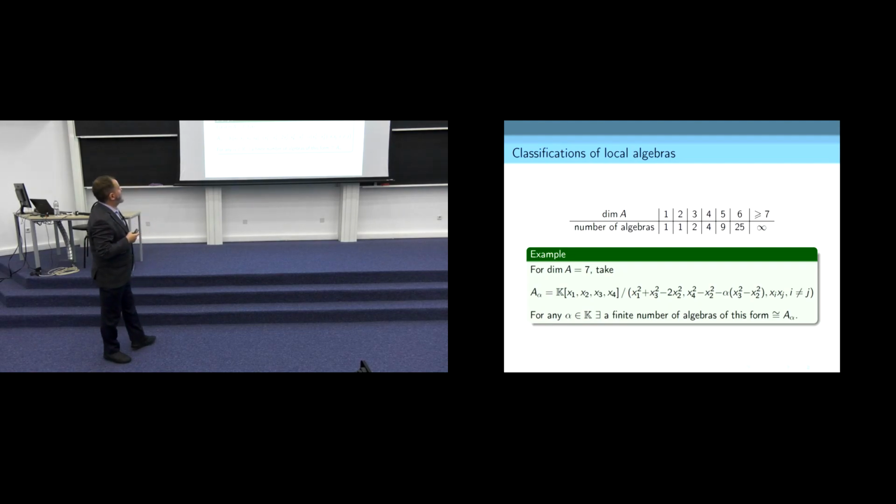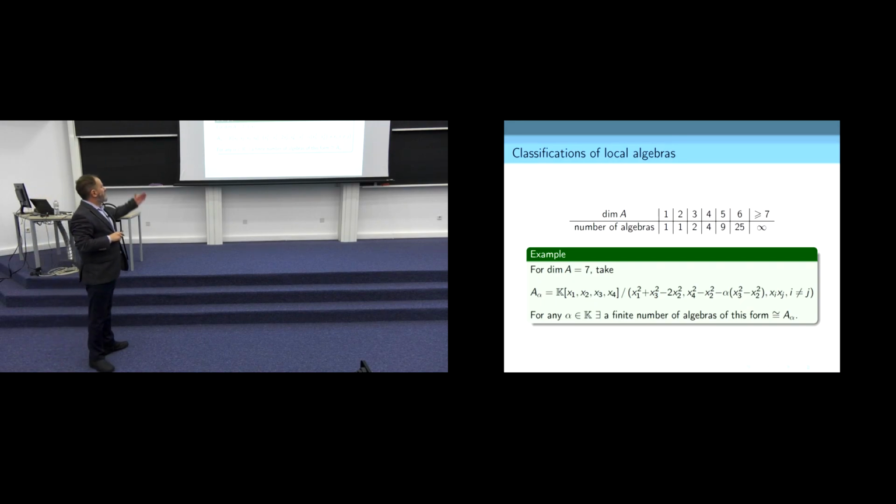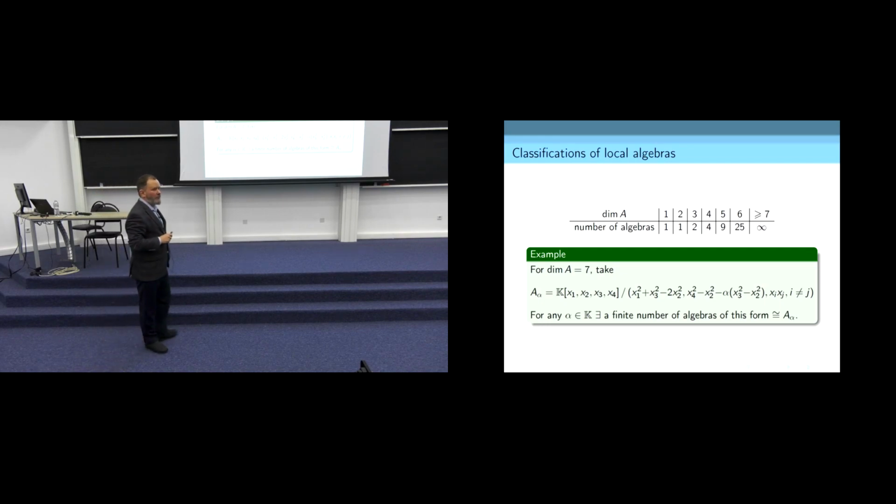Okay, what about further dimension? Also classically known is the classification of local algebras of small dimensions. Remarkable sequence, 1, 2, 4, 9, 25, what will be the next? You see, next will be infinity. This is the number of isomorphism classes of local algebras up to dimension 6. This is some table where we can write down these local algebras.